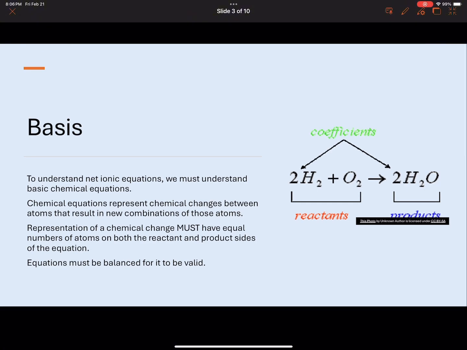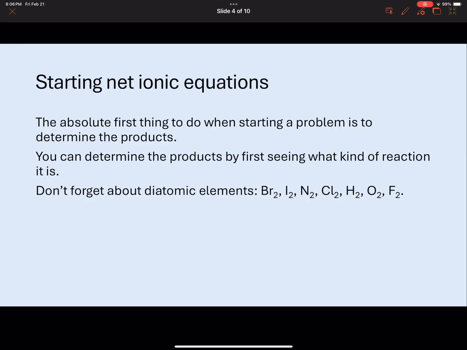Okay, so to understand net ionic equations, you have to understand basic chemical equations. You need to know that chemical equations represent chemical changes, and the representation of a chemical change has to be concrete. It has to have an equal number of atoms on each side. It is non-negotiable. If the equation is not balanced, it's not valid. So hopefully you understand the basis of chemical equations. Now we can move on to starting net ionic equations.